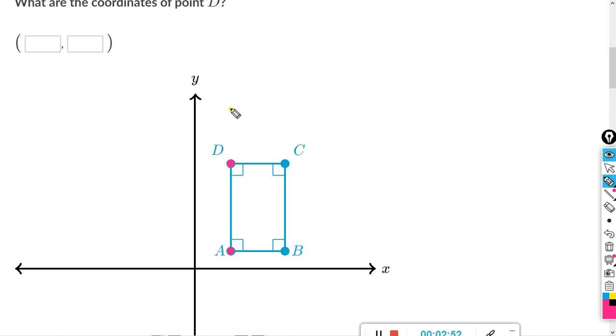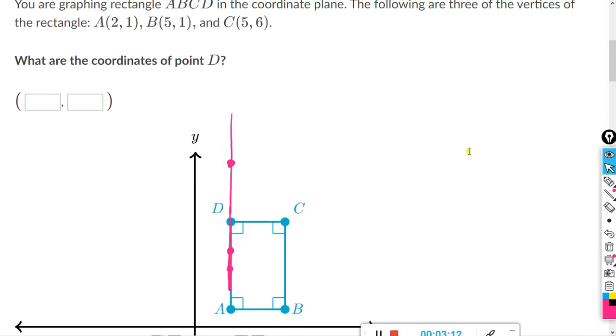If you take a look at this side of the rectangle, DA, they both match the x-coordinate. This is the x-axis. So if the coordinates for point A are 2, 1, or the x-coordinate for point A is 2, the x-coordinate for point D is also going to be 2.